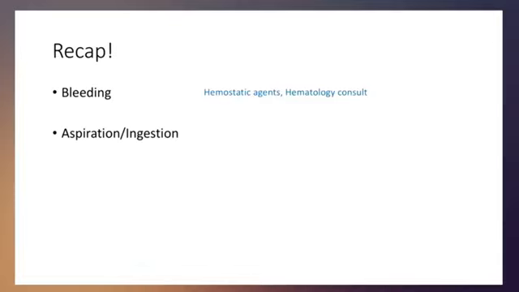Bleeding, control with hemostatic agents, hematology consult if the bleeding doesn't stop for further workup, and aspiration and ingestion is treated with basic life support, Heimlich maneuver.